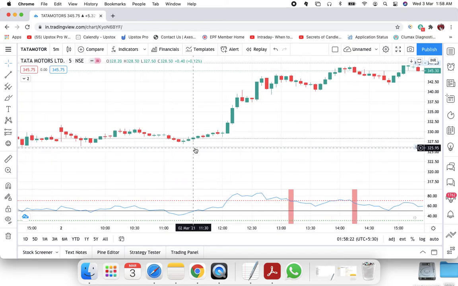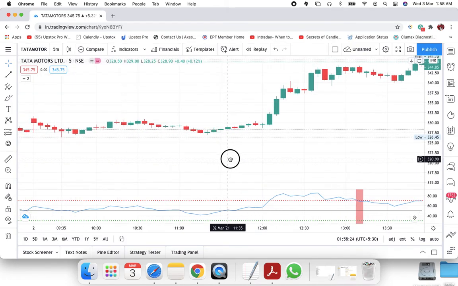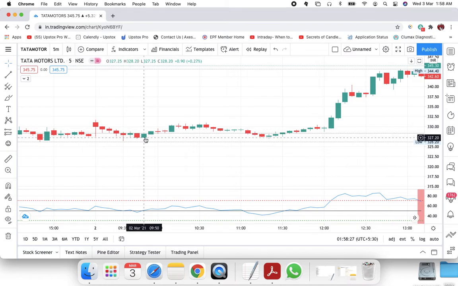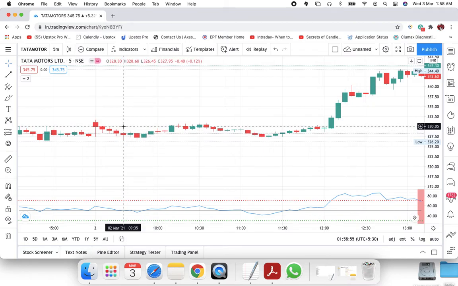So let me zoom in. The close is not being broken, and moreover it is a green candle. It means buyers are active. The next 5 minutes candle again confirmed the buyers are active. So this is the place where you should exit your trade. So 30 to 28. So 2 rupees.